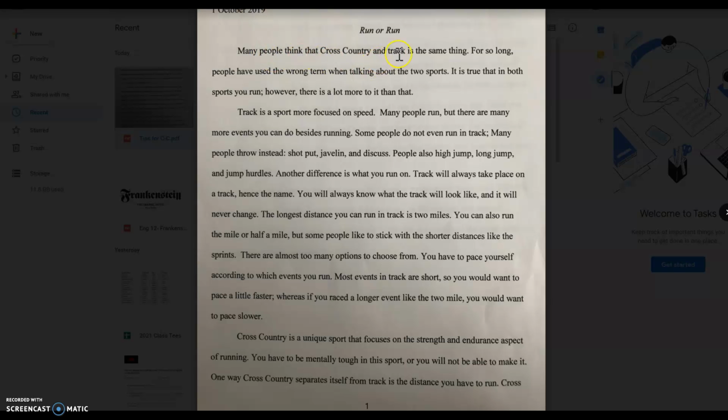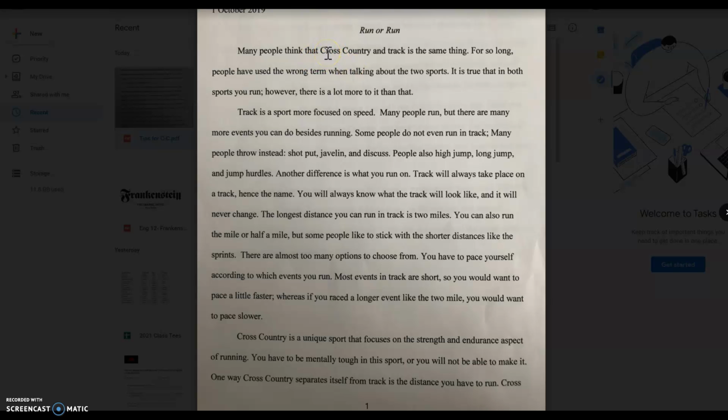Many people think that cross country and track should be the same thing. For so long, people have used the wrong term when talking about the two sports. It is true that in both sports you run. However, there is a lot more to it than that. And he lines it up to have one paragraph about track and how it's different, one paragraph about cross country, and that kind of thing. But I did want to point this out.